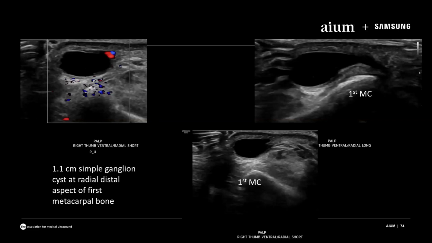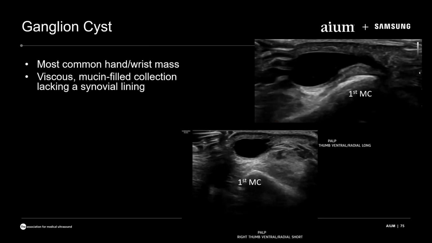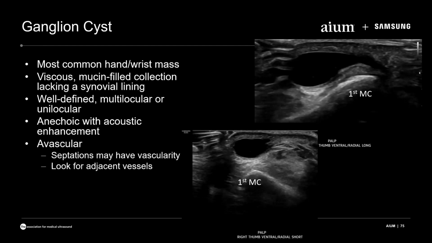And this is a simple ganglion cyst. Ganglion cysts are the most common hand and wrist mass. They're viscous or mucin-filled collections. They don't typically have a synovial lining, and they are usually well-defined. They can be multilocular or unilocular, and they'll be purely cystic, anechoic with acoustic enhancement. They should be avascular, although you may see some vascularity within septations, and it's very helpful for the surgeon if you describe any adjacent vessels, so they don't encounter any surprises when they go in to resect it. And they should be non-compressible, unlike tenosynovitis, which will be compressible, and other simple fluid collections.